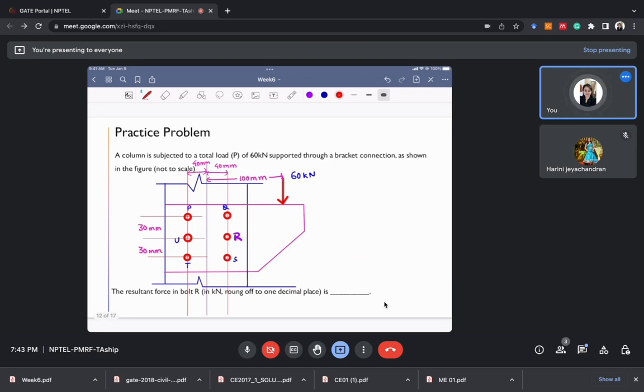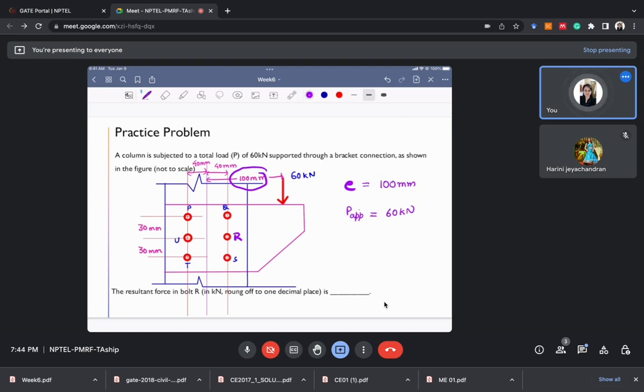This problem is very similar to those we were doing now. In this question, there's a column which is subjected to a load of P at an eccentricity of 100 mm. The eccentricity value is given as 100 mm. What is the value of applied load? The applied load P is 60 kilonewton. Other geometrical values, that is the distances between different things, are also given to us.